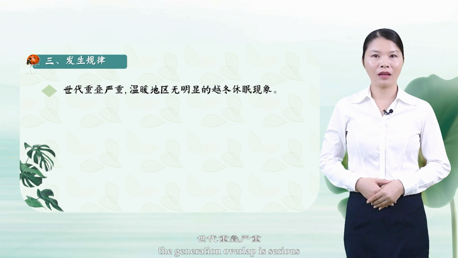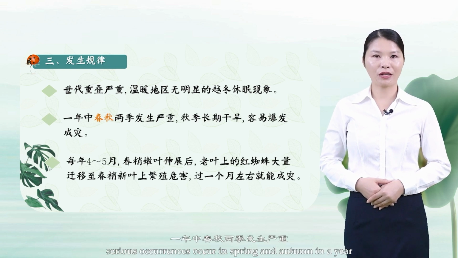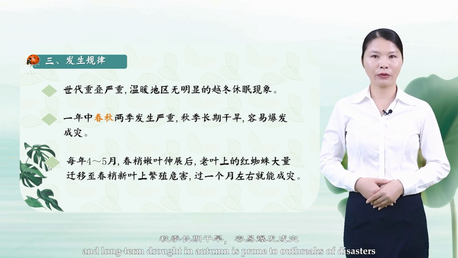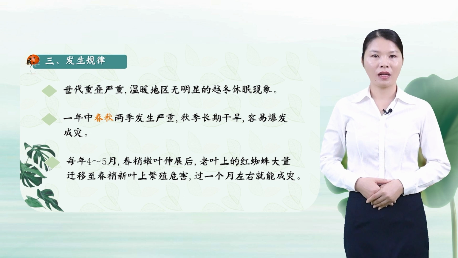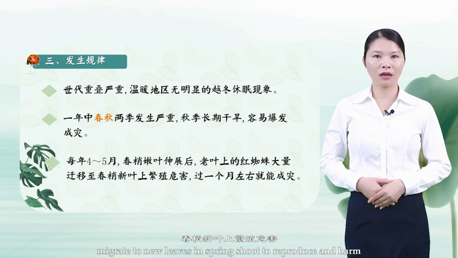3. Occurrence rules. Generation overlap is serious, and there is no obvious winter dormancy in warm areas. Serious occurrences happen in spring and autumn each year, and long-term drought in autumn is prone to outbreaks. Every year in April to May, after the spring shoot leaves stretch, a large number of red spider mites on old leaves migrate to new leaves in the spring shoots to reproduce and cause harm. It will become a disaster in about a month.